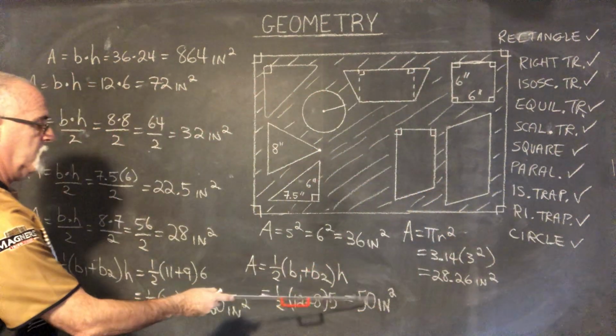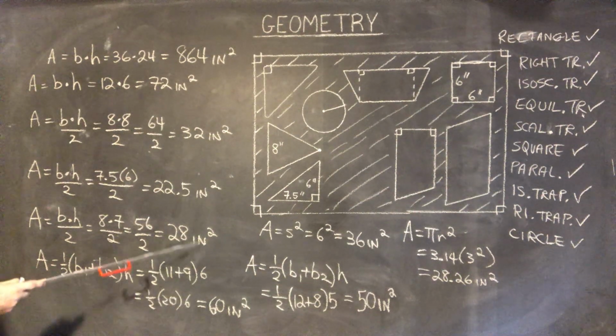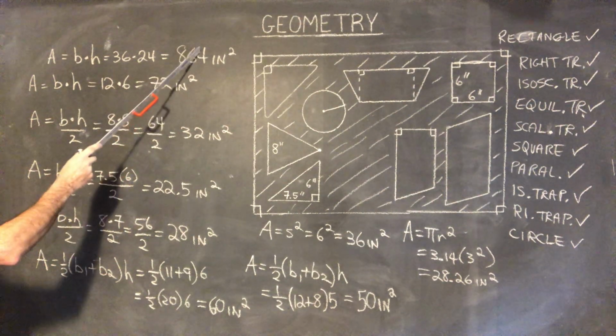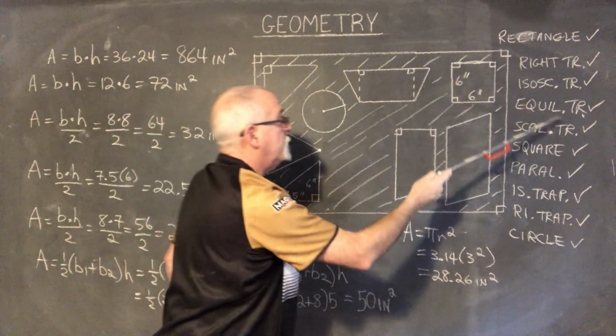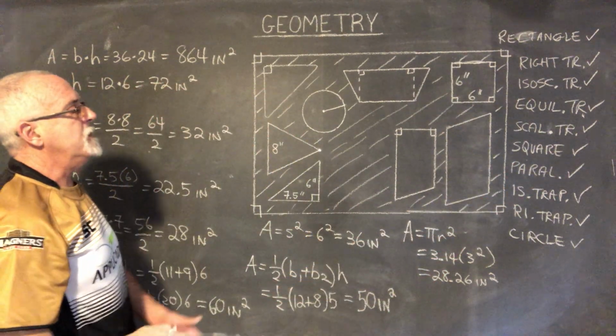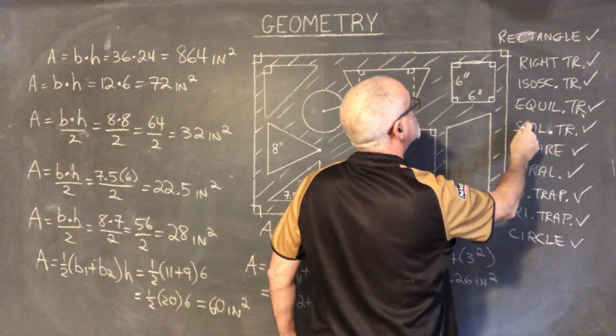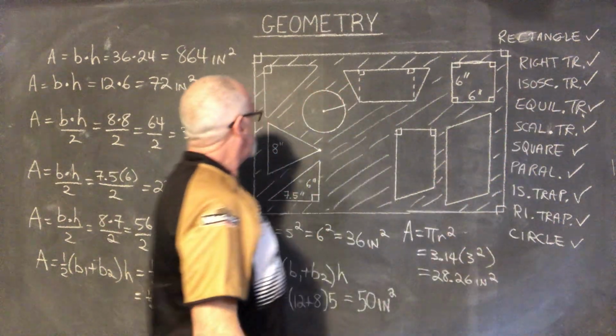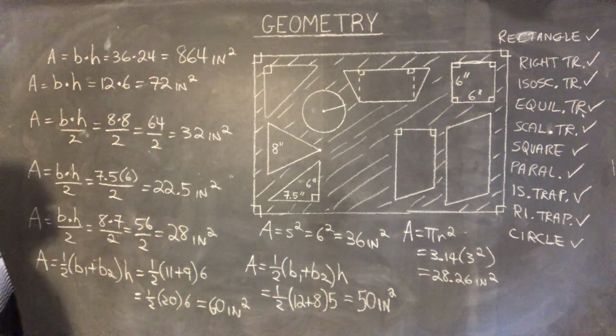1, 2, 3, 4, 5, 6, 7, 8, 9. Oh, wait, is it 10? 1, 2, 3, 4, 5, 6, 7, 8, 9, 10. I'm not ready. I'm missing one. Which one am I missing?